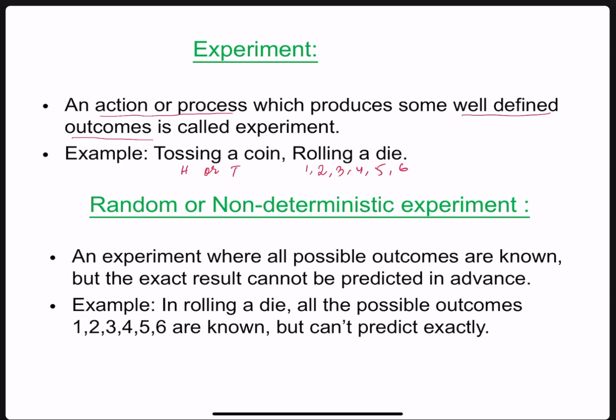Let us go to random or non-deterministic experiment. This is an experiment where all possible outcomes are known, but the exact result cannot be predicted in advance. We know that when you toss a coin, you will get head or tail, but you cannot predict that you will definitely get head, or that you will definitely get tail. That is what it means. Now let's take an example. When you roll a die, you know that all the possible outcomes are 1, 2, 3, 4, 5, 6, but we cannot predict exactly. Therefore, this is called a random or non-deterministic experiment.